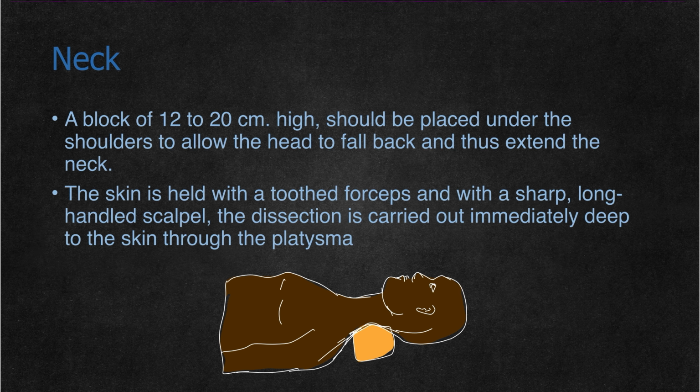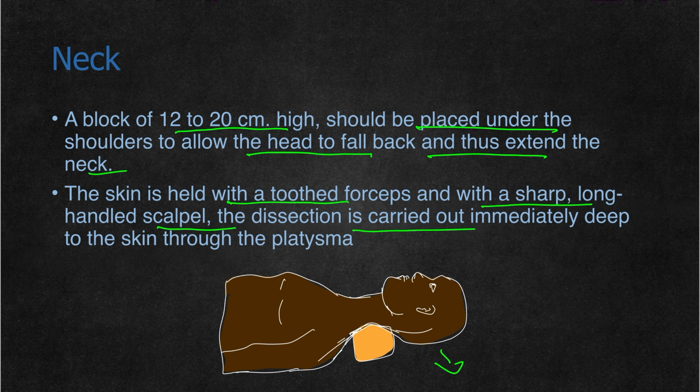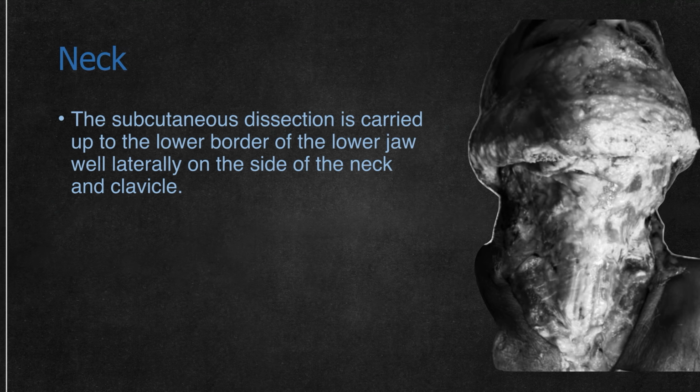Now coming anteriorly towards the head, to dissect the neck, a block 12 to 20 cm high should be placed under the shoulders to allow the head to fall back and thus extend the neck. So a wooden block is placed near the neck and the head falls back, so that the neck is clearly visible. The skin is held with tooth forceps and incised with a sharp long scalpel. This is carried out immediately, deep in the skin through the platysma.